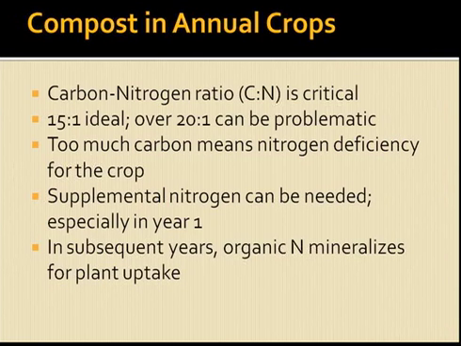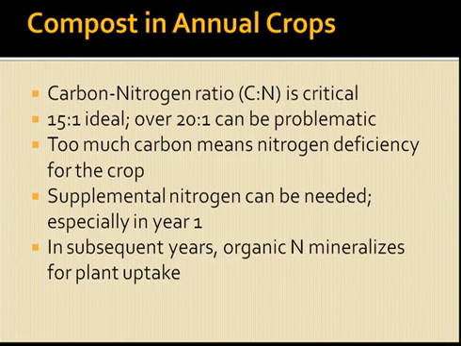It reduces the crusting that you get from low organic matter situations and intensive tillage, and subsequently reduces the runoff and erosion. So when you're doing composting in annual crops, the carbon to nitrogen ratio is critical. Covered this a little bit. You know, over 20 to 1 can be problematic. It's workable all the way up to 30 to 1, but that's where the nitrogen depression starts to kick in.